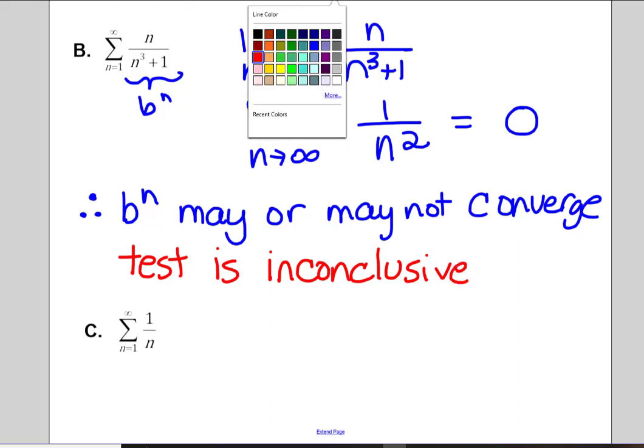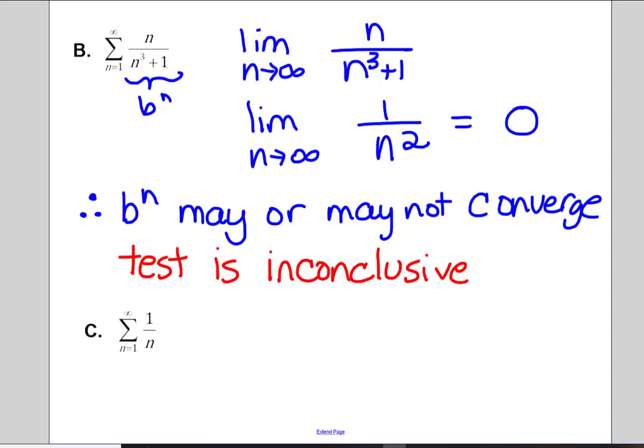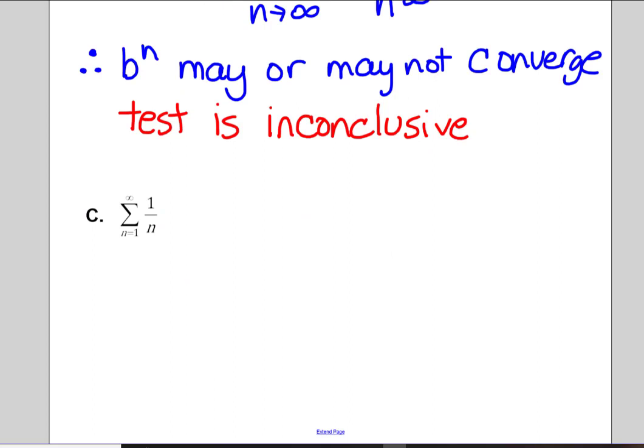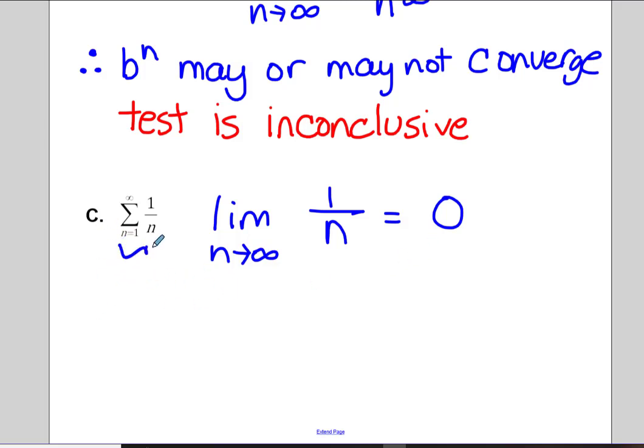And then part C, you'll see in the next lesson, I believe, that this is going to be the harmonic series. So taking the limit as n approaches infinity of 1 over n, again, 1 divided by an incredibly large number is 0. So the divergence test doesn't apply, and we could call this the C sub n term.